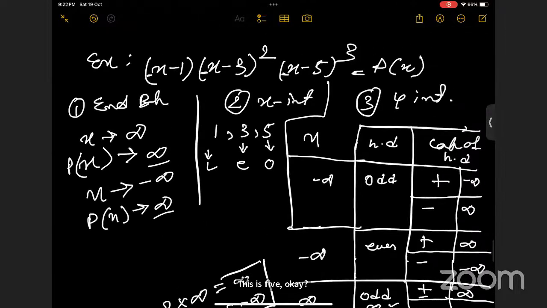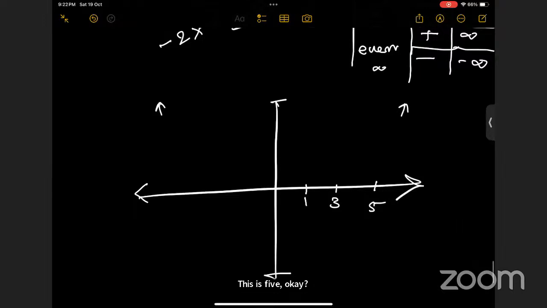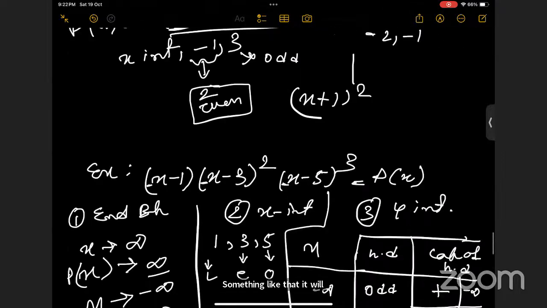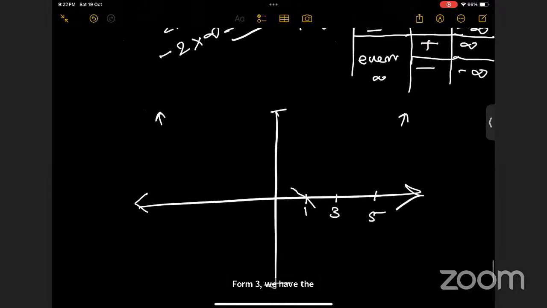Now with 1 we have a linear degree. That means something like that. It will cut just like that, right? From 3 we have the degree is something even. That means at the point 3 it will touch like this. Okay, so we can now join the curve. It will be like this.